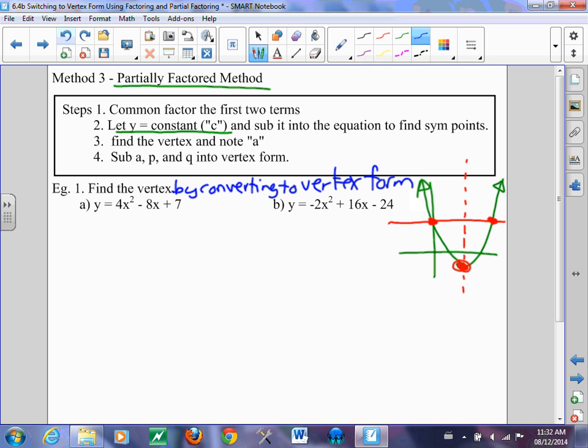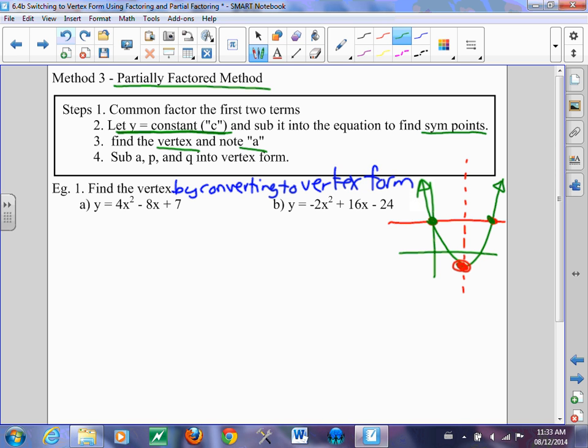All right, so here's our steps, folks. The first step we want to remember is that we let y equal the constant value. So instead of finding the zeros, we're finding 2 points of intersection, right? Okay, we're going to sub them in. Once you got your 2 points, you're going to find the axis of symmetry. You can find those 2 sym points. Then you're going to sub those 2 into the axis of symmetry to find the vertex by doing the same thing, finding the axis, subbing that value into the equation, and noting a. So 2/3 of this is the same as the last method. The only thing that's different is kind of like the first 2 steps.